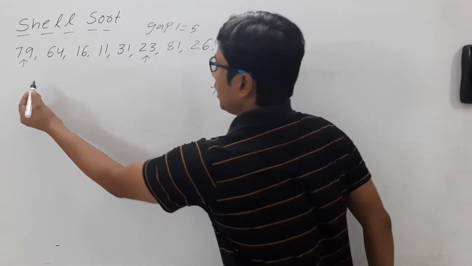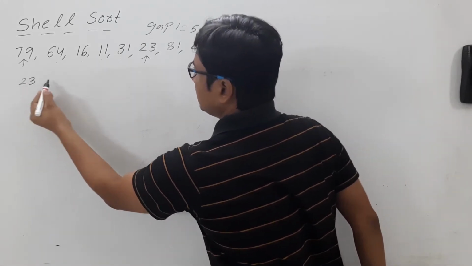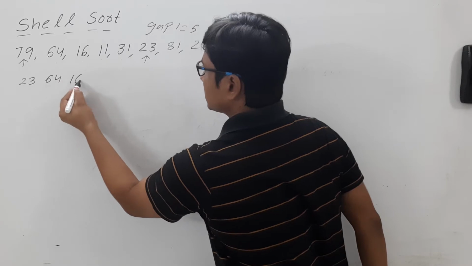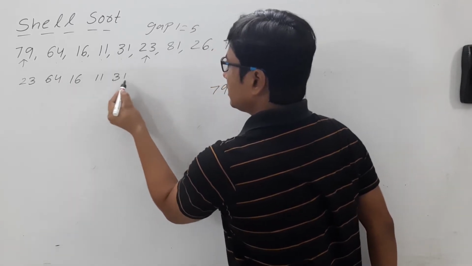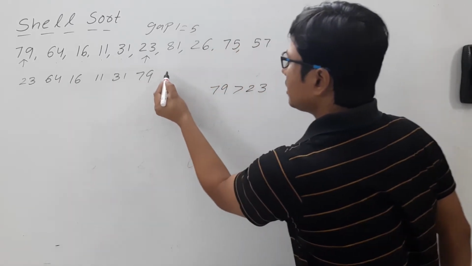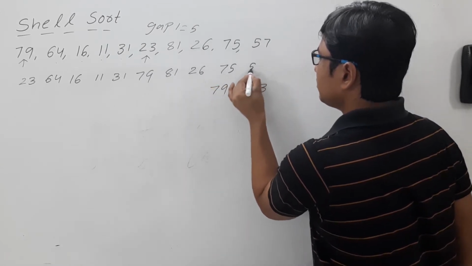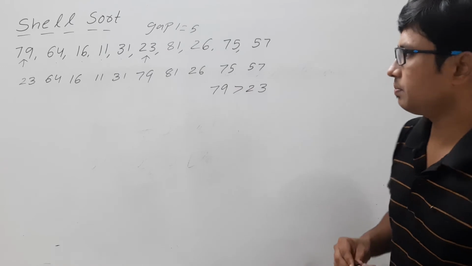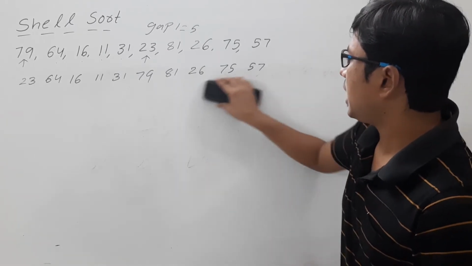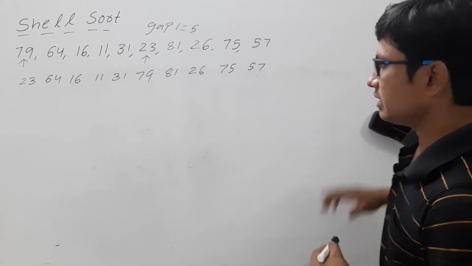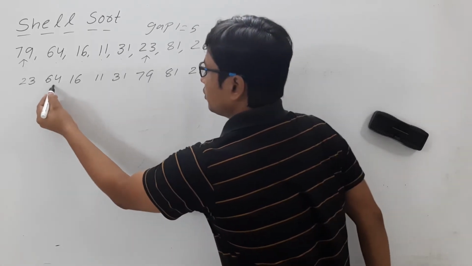If I swap, I will get 23, 64, 16, 11, 31, 79, and the remaining elements will be as they are: 81, 26, 75 and 57. Now what will I do? I will increment the pointer. So now it will be 64.